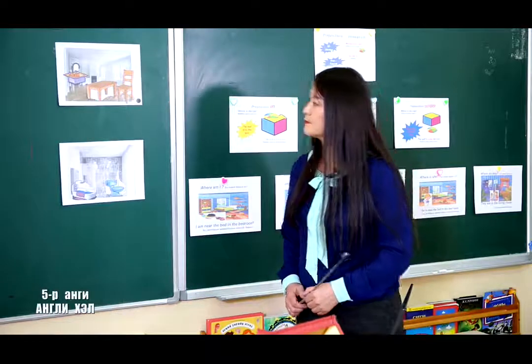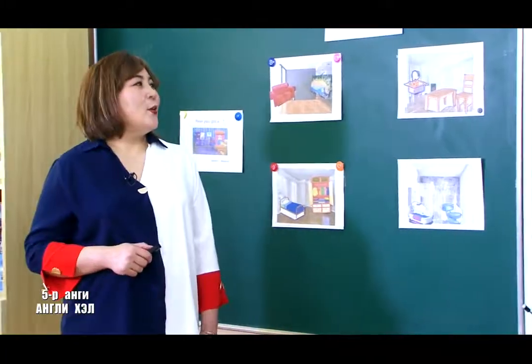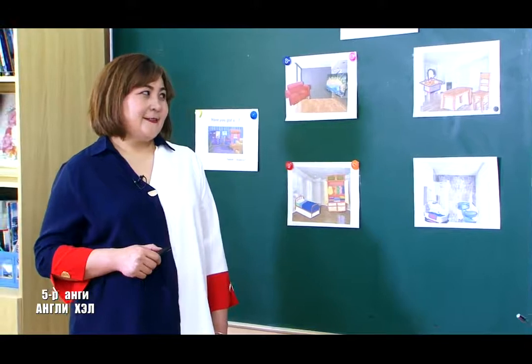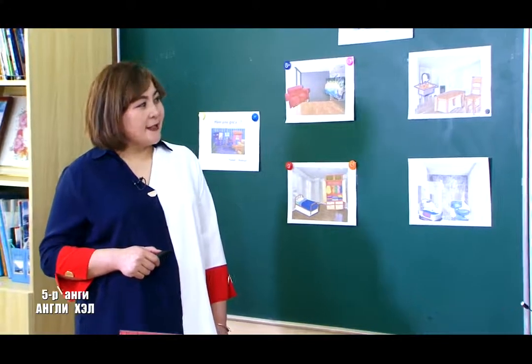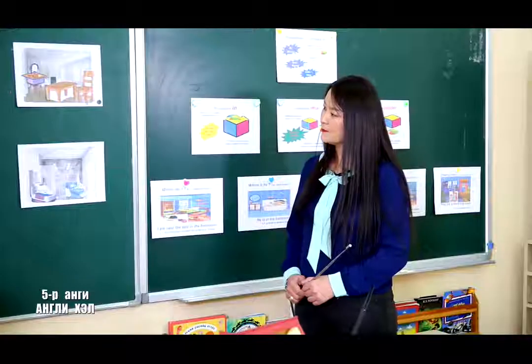Very good. Next picture. This is our kitchen. Okay. This is my kitchen, okay? Kitchen, okay. What is this? This is a sink. What is this? This is a table. What is this? This is a chair.